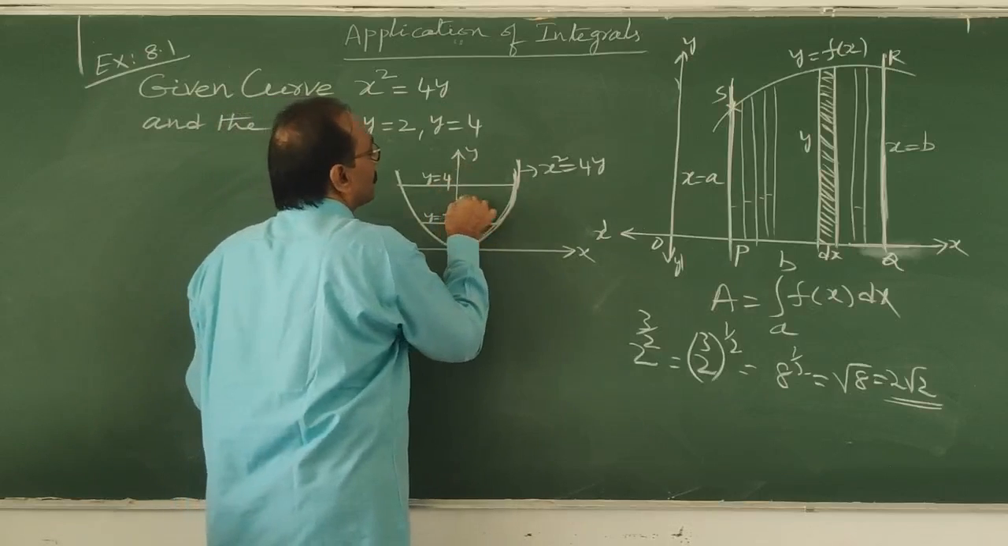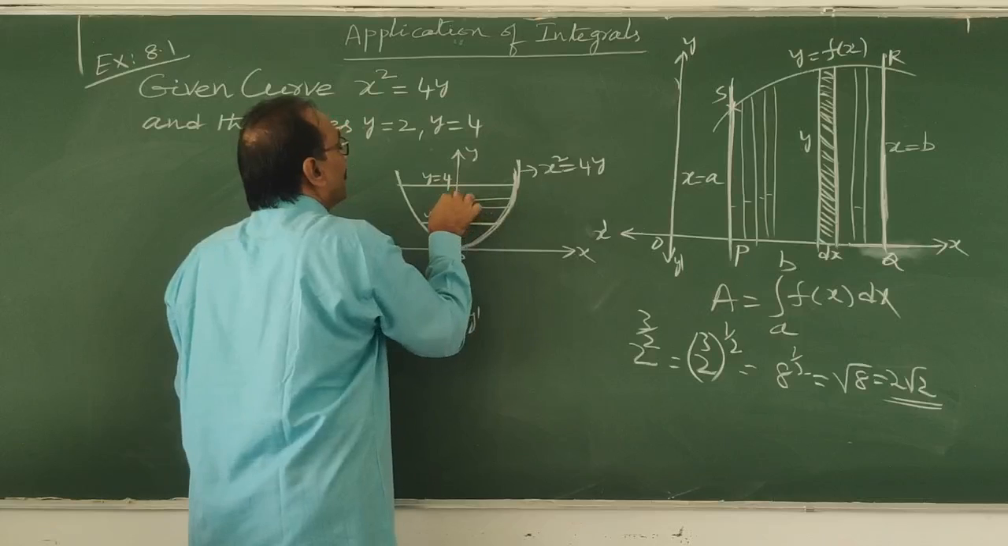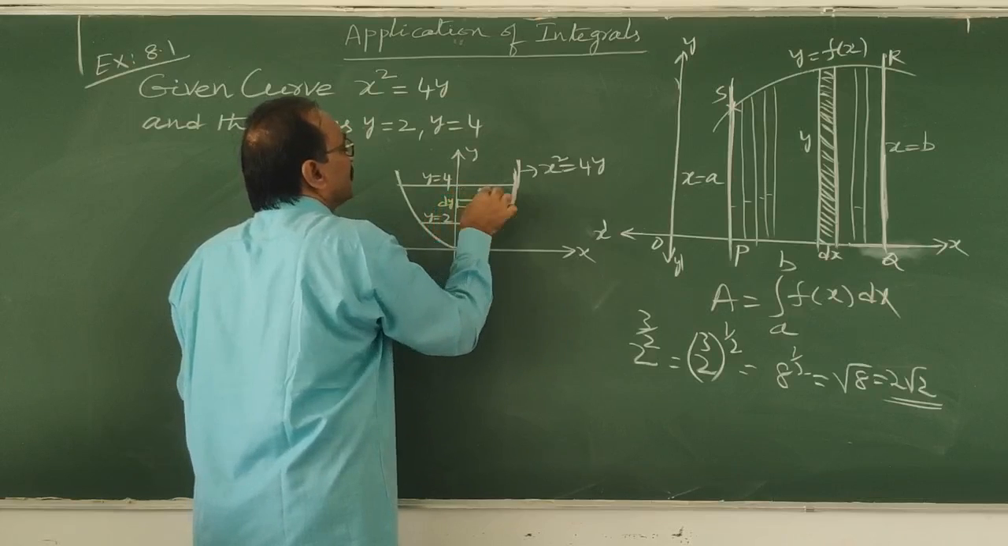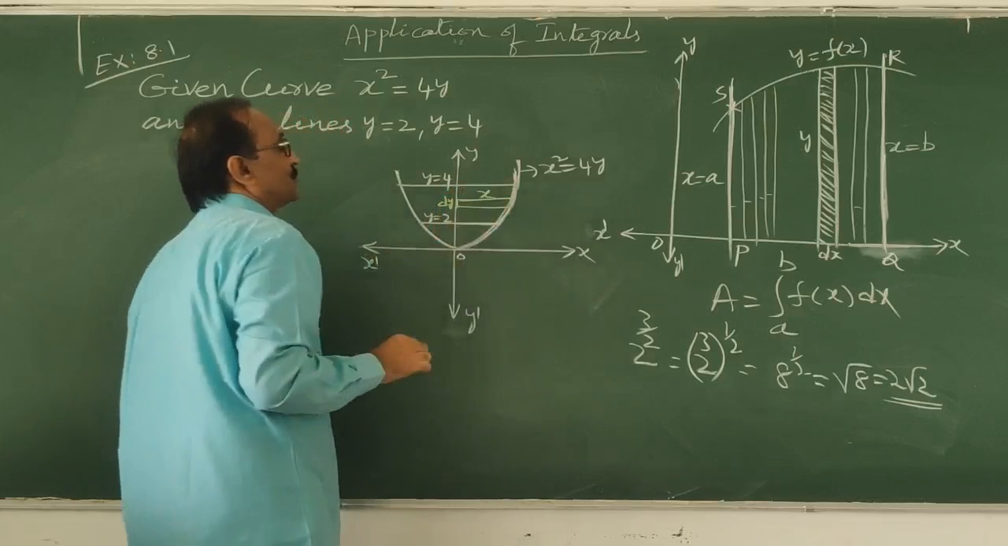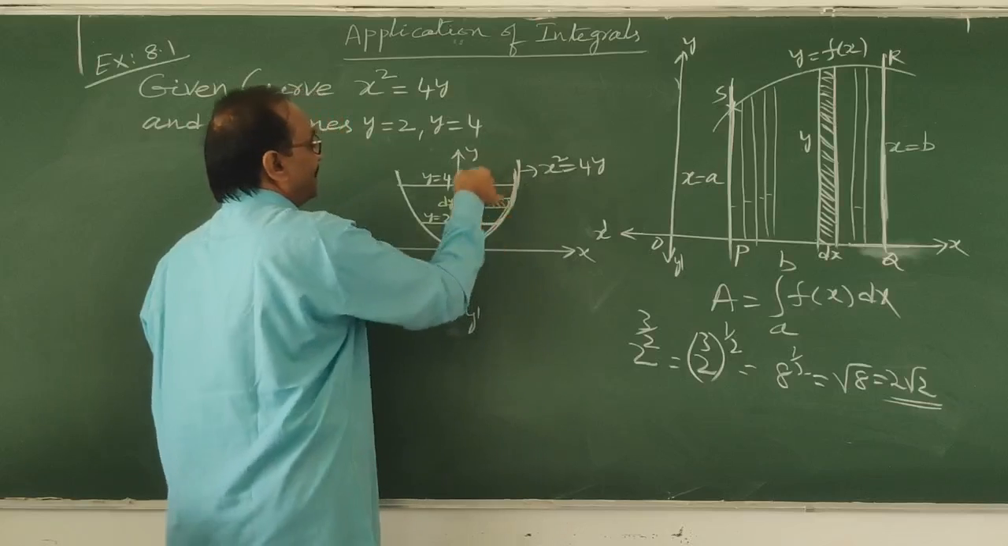So here, see, this is the horizontal strip. So here we will write a dy. Here we will write x. So this is the strip, meaning all the strips will add up.